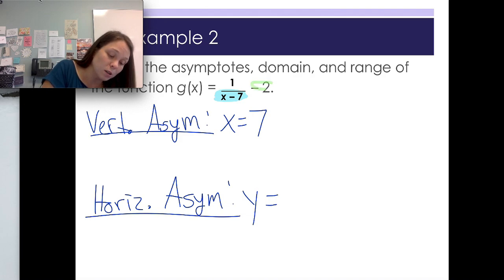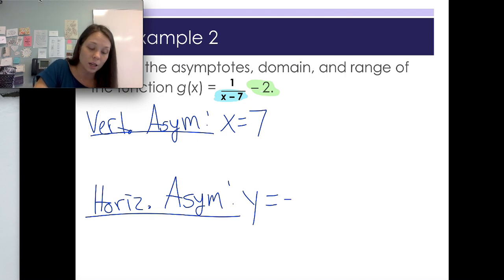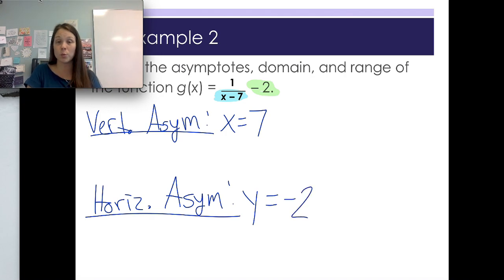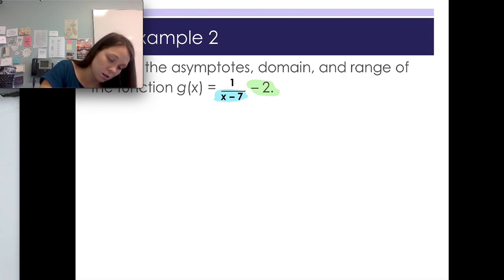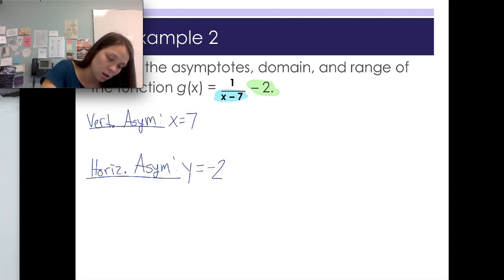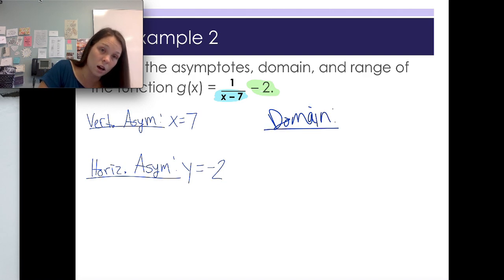The horizontal asymptote is looking at the number added or subtracted on the end, which in this case is negative 2, so the horizontal asymptote is y equals negative 2. My domain, which I wrote kind of big here, so let me minimize that a bit. All right, my domain is all real numbers except where that vertical asymptote exists.